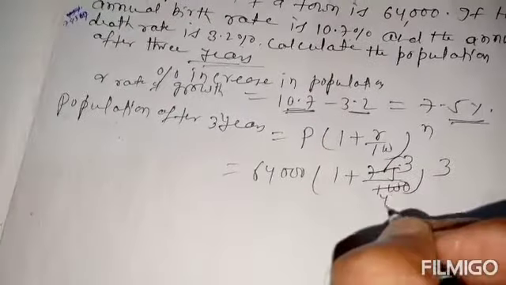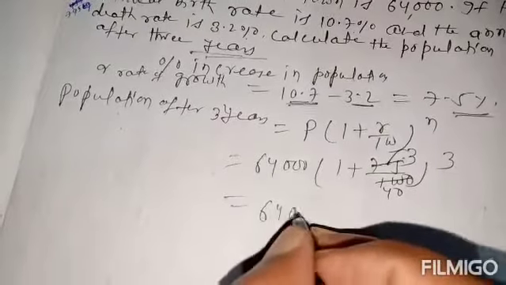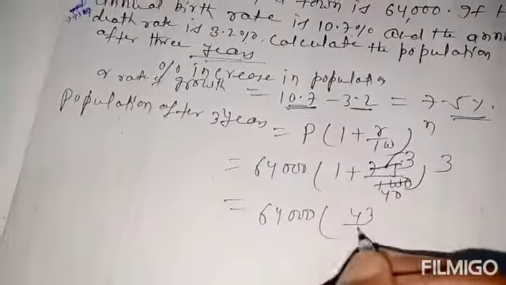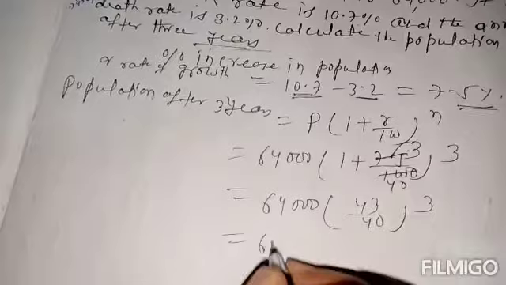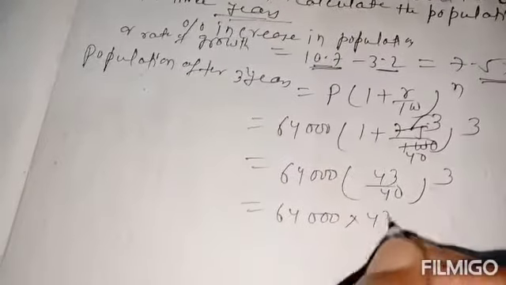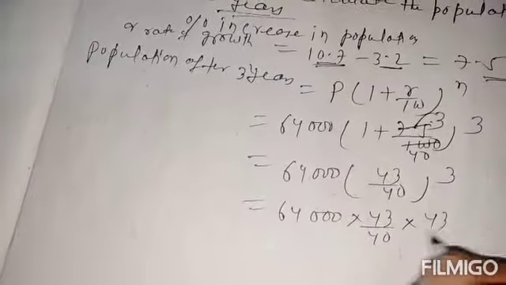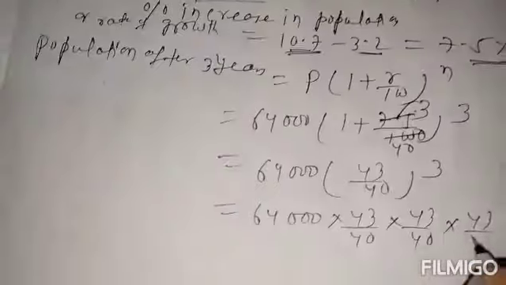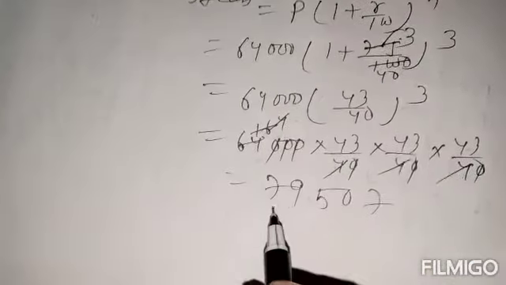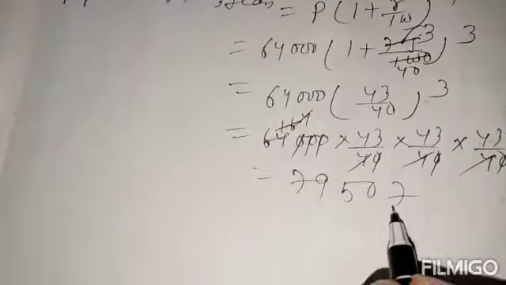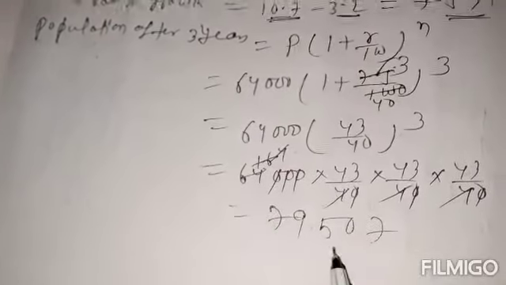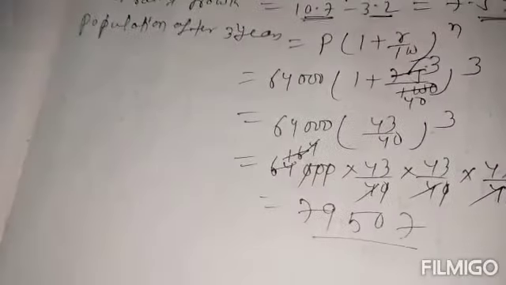25 3s are 75, 40. So it means 64,000 times (43 by 40) cubed, that is 64,000 times 43 by 40, 43 by 40, 43 by 40. After calculation we will find 79,507. So the present population is 79,507.